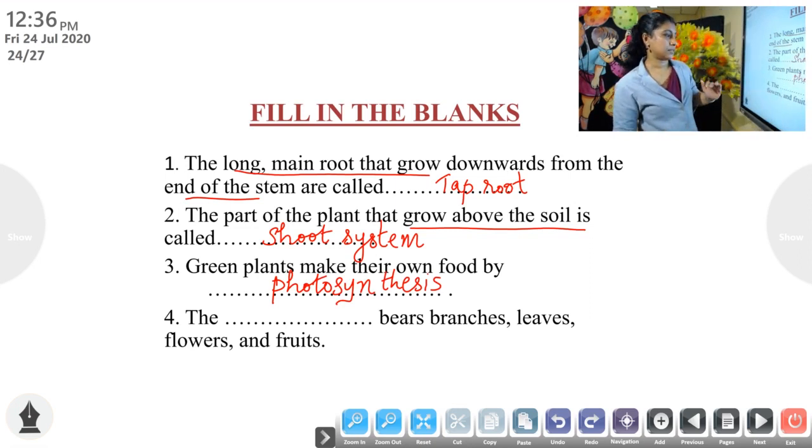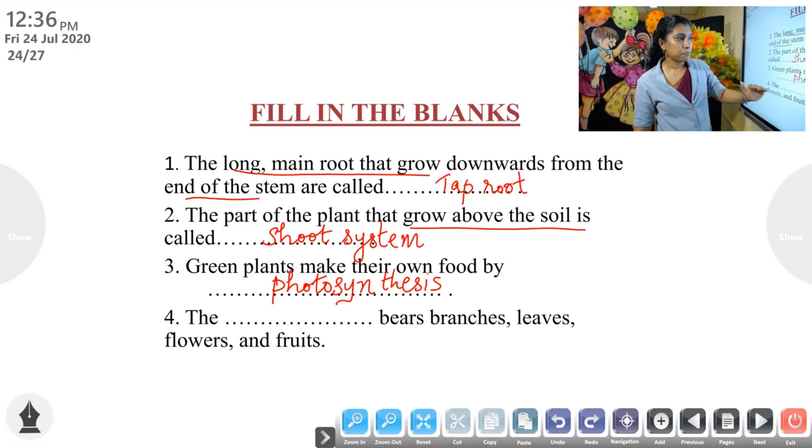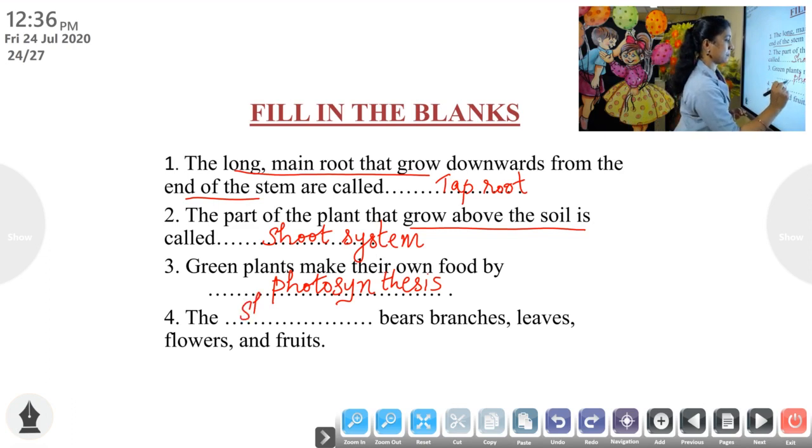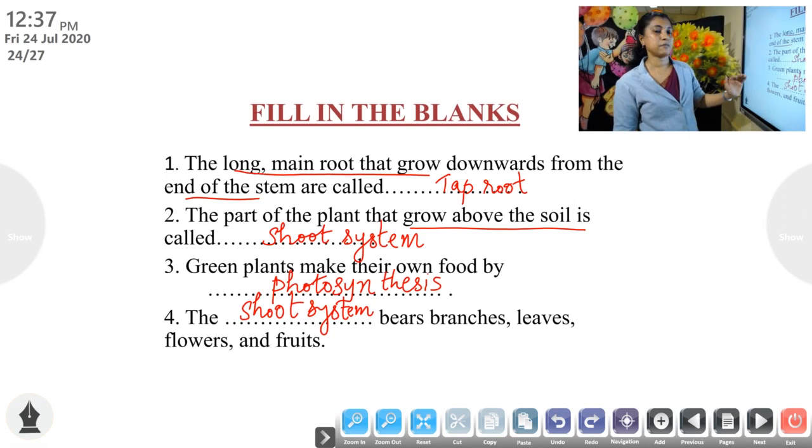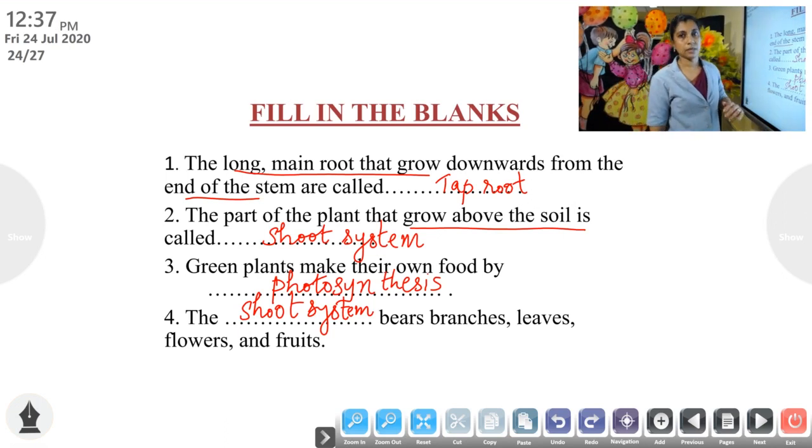Photosynthesis. Last question. The dash system bears branches, leaves, flowers and fruits. Which system? That is the shoot system. The shoot system, or you can write as stem. Stem bears branches, leaves, flowers or fruits, or shoot system. Is it clear?